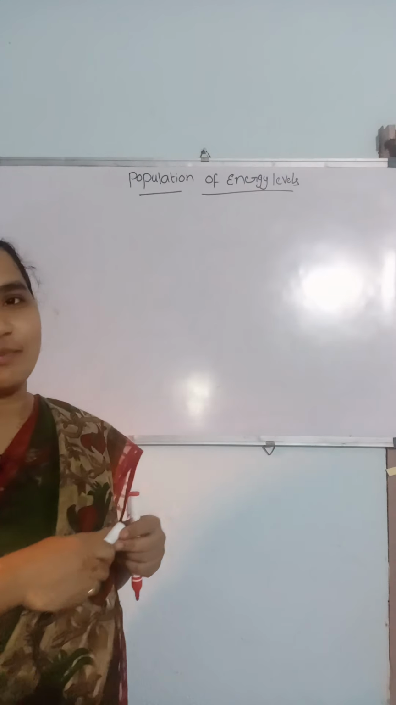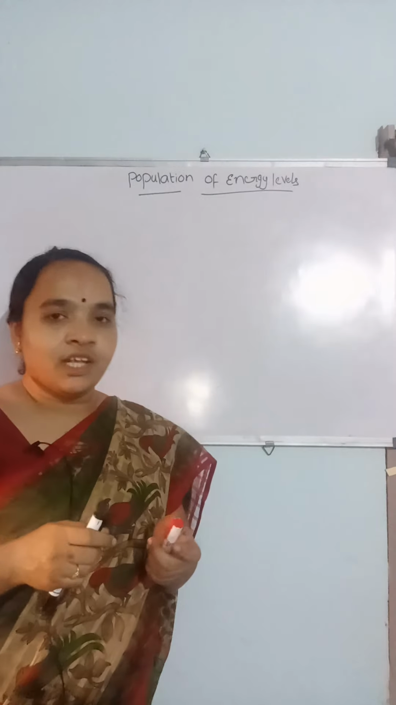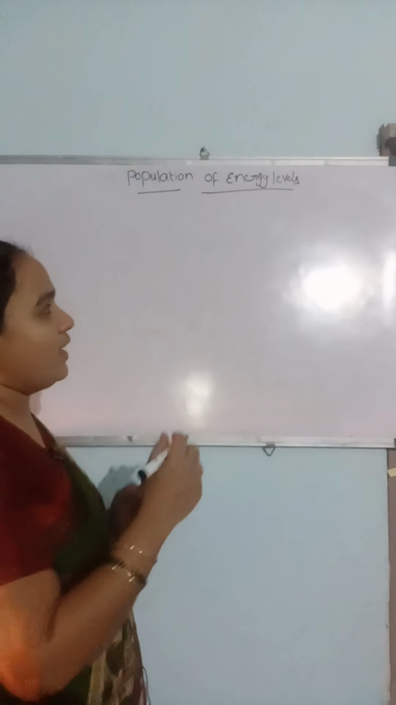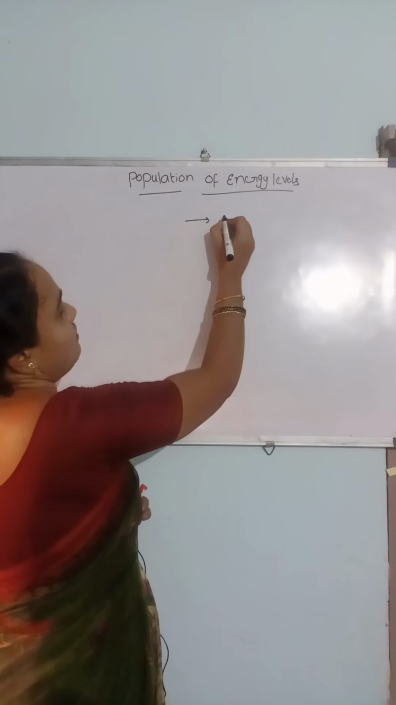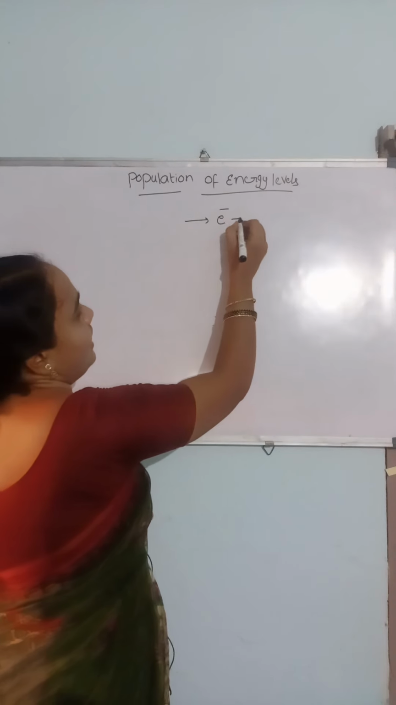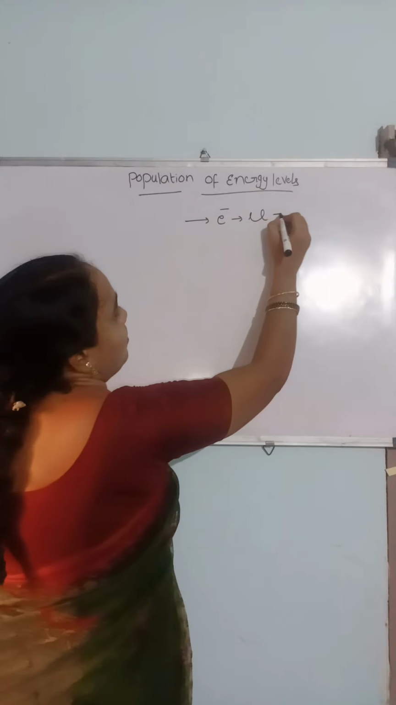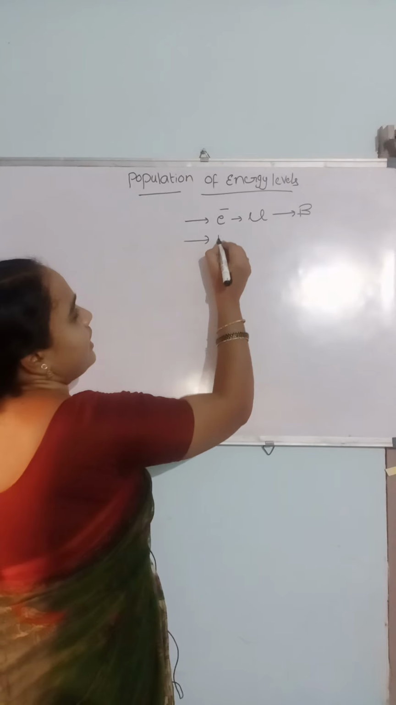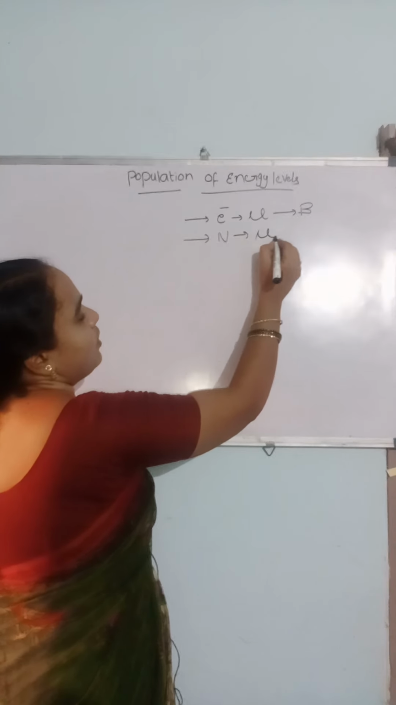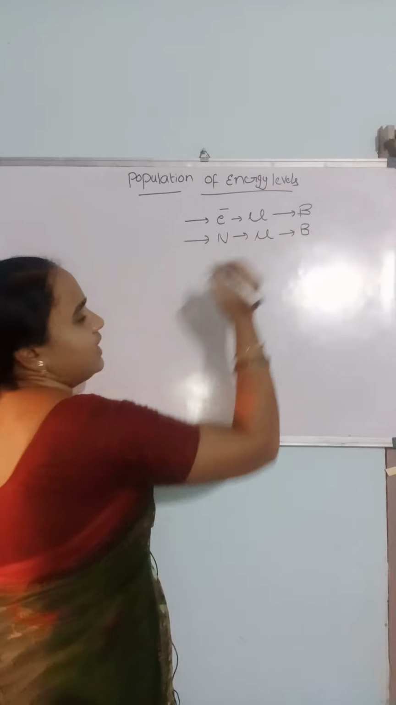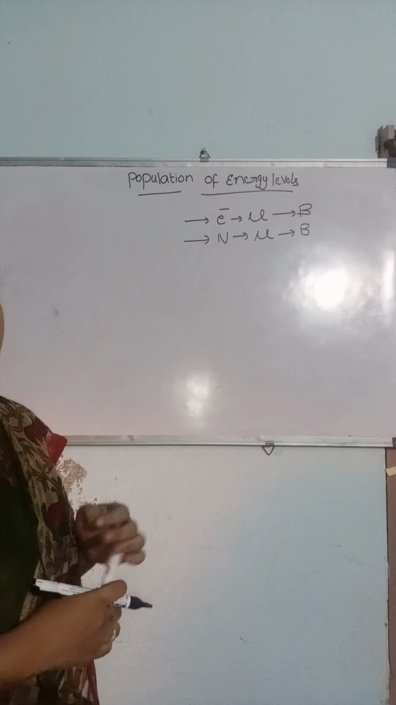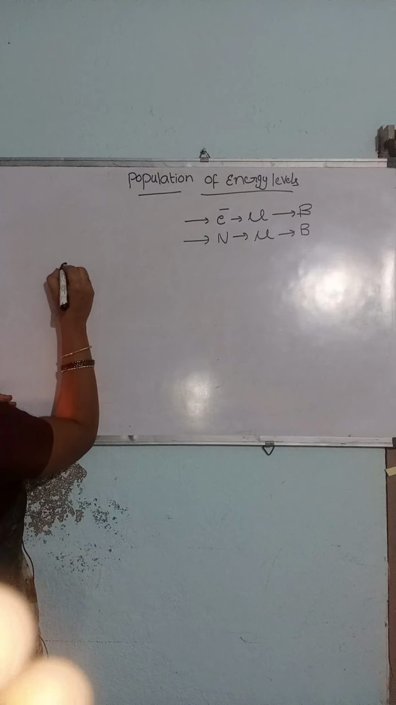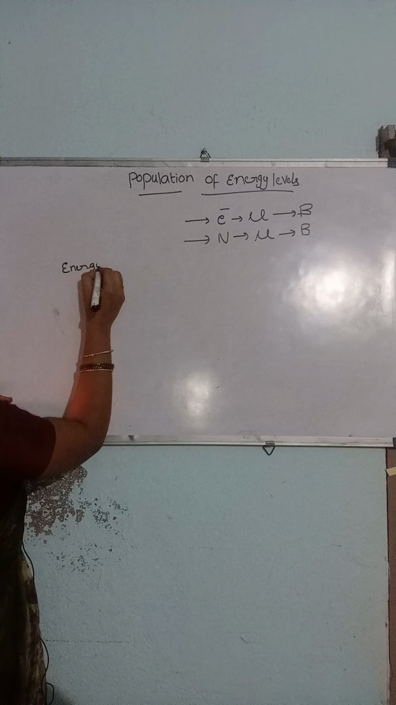So in the previous class, we discussed the interaction of spin with an external magnetic field. What happens by the interaction of the external magnetic field? Electrons' magnetic dipole moments interact with the external magnetic field. Similarly, nucleons' magnetic dipole moments interact with the external magnetic field. This interaction gives rise to splitting of energy levels, splitting of spin energy levels.